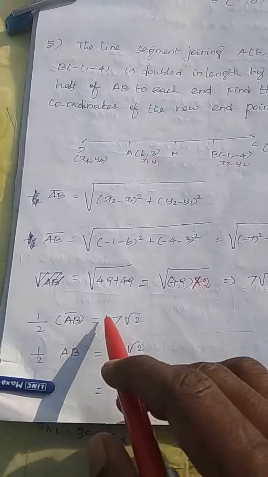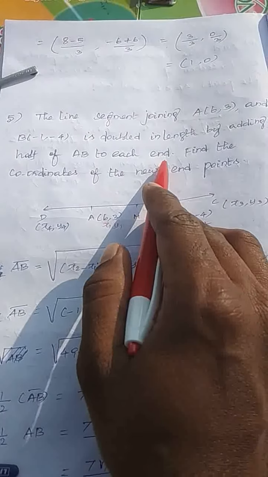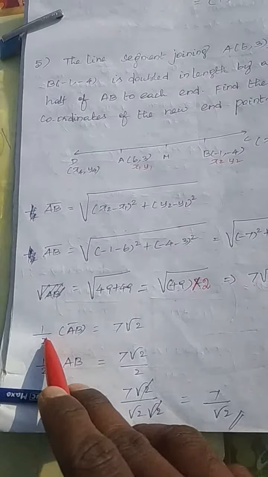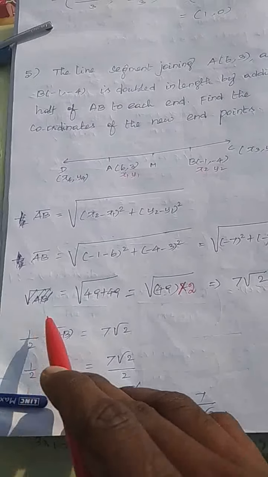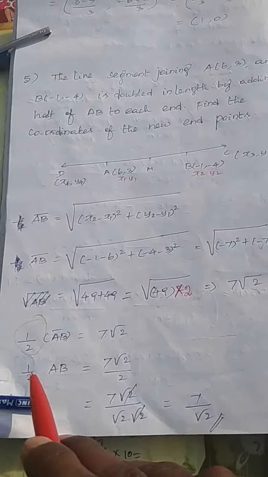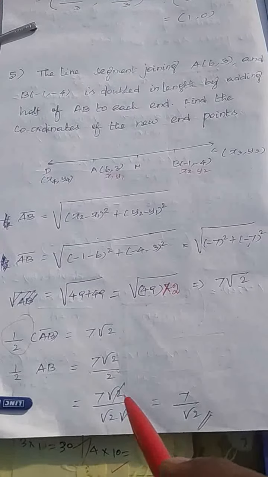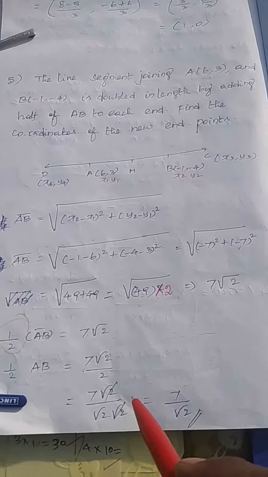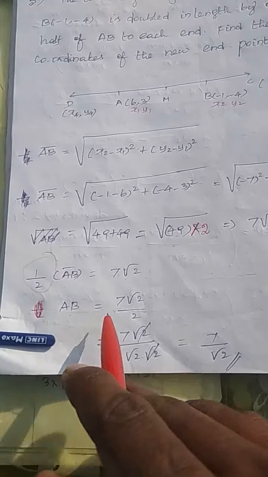But this question gave half of AB to each end, half of AB. So half of AB bar equal to 7 root 2 by 2, as already given in your book. 1 by 2 AB equal to 7 root 2 by 2.